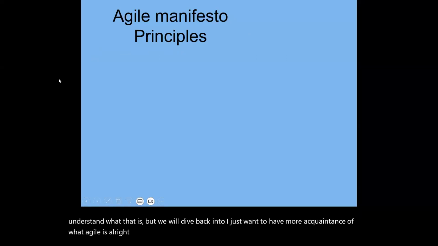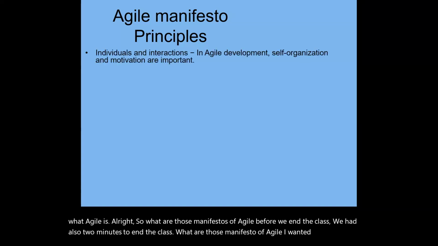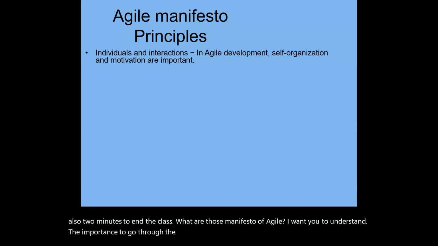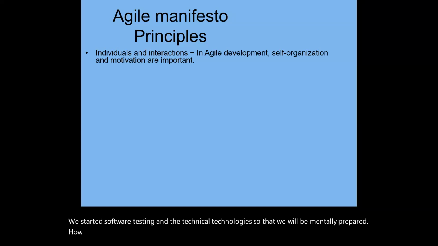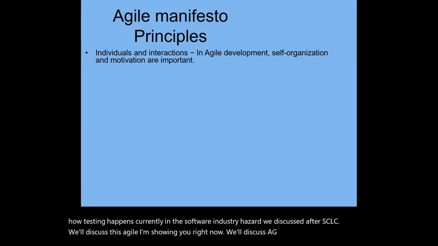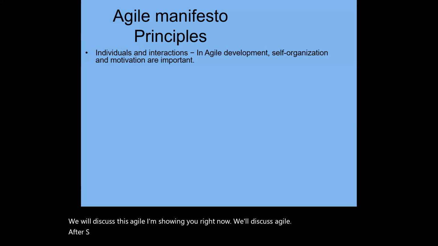All right. So what are the manifestos of Agile? Before we end the class, we have just 2 minutes. I want you to understand the importance of going through the principles, because before we start software testing and the technologies, we should be mentally prepared for how testing happens currently in the software industry. We won't discuss Agile right now; I'm only showing it to you. After SDLC, we will cover the software testing life cycle, testing techniques, testing types, and how to create test cases and test scenarios. Then comes Agile.